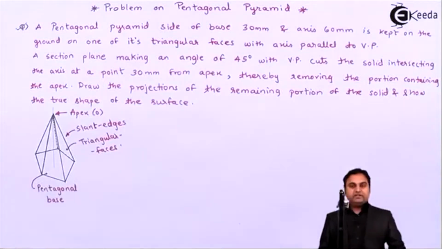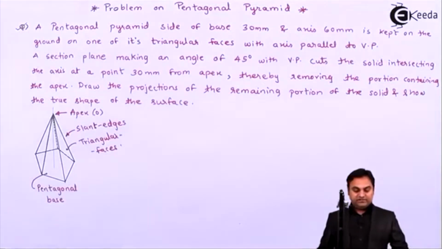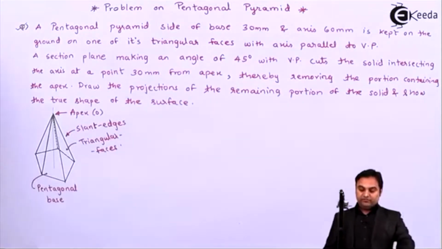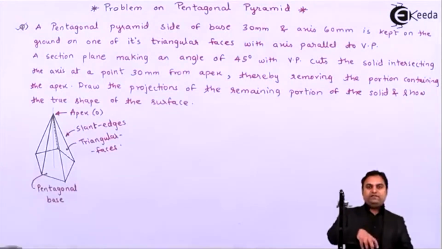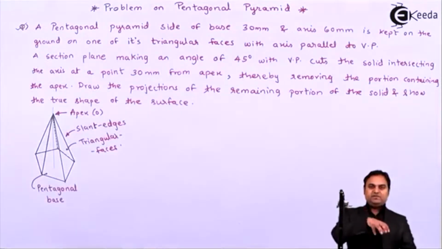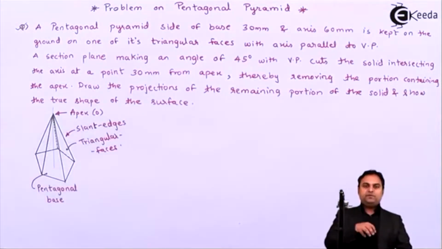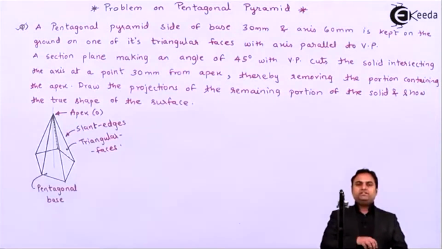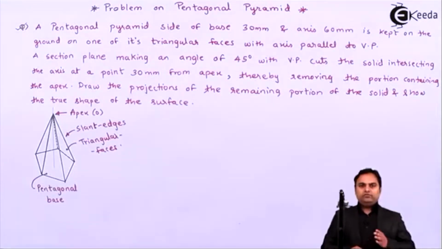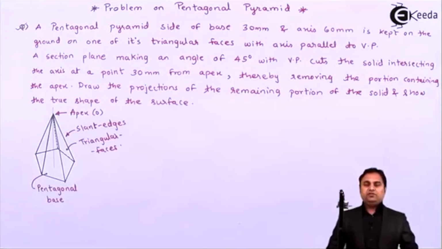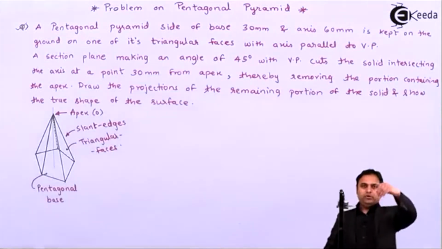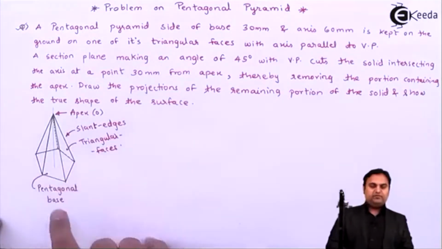So this is the pentagonal pyramid, and now in the question it is given that the pentagonal pyramid, side of base 30 mm and axis 60 mm, is kept on the ground. Like on the ground, I have drawn a diagram. This pentagon is placed on the ground, which means it is placed in HP. So when it is placed on the ground, from the front we are going to see the triangular faces, whereas from the top this pentagonal base will be visible.